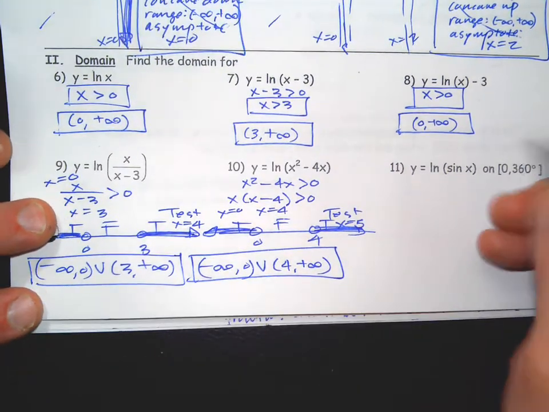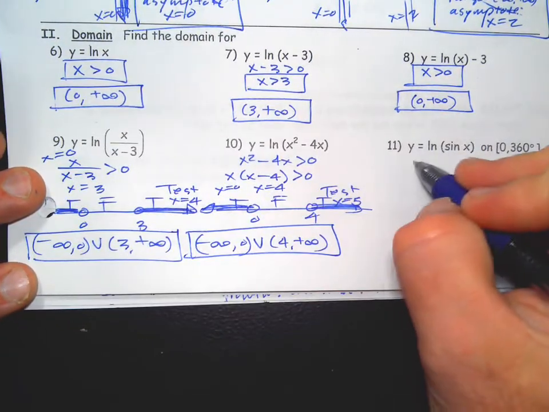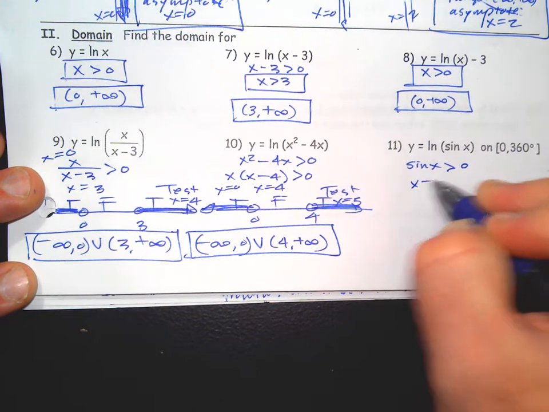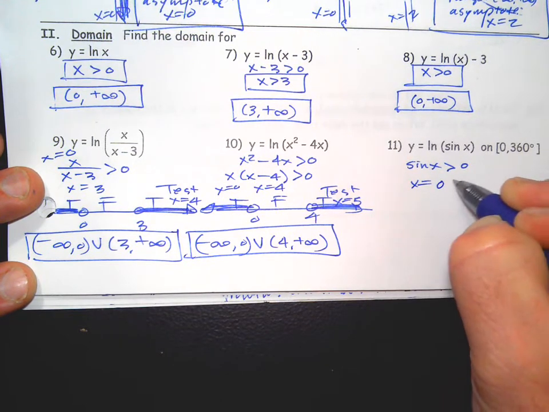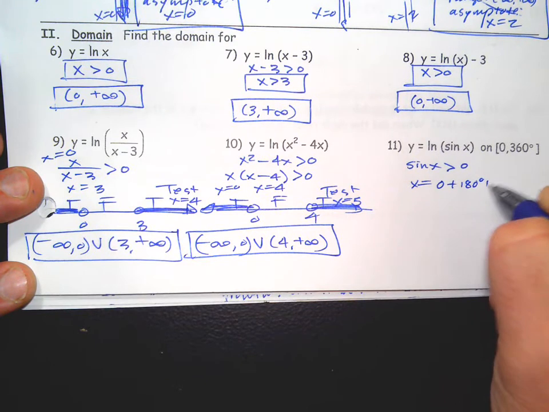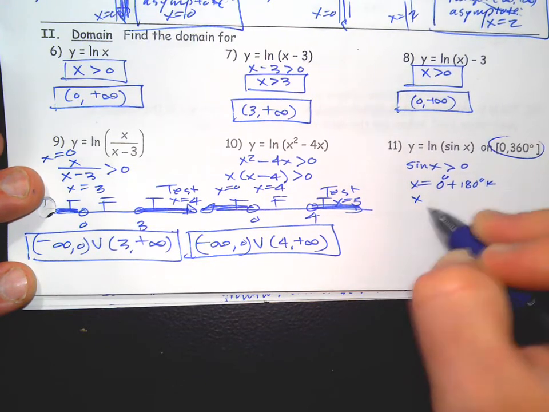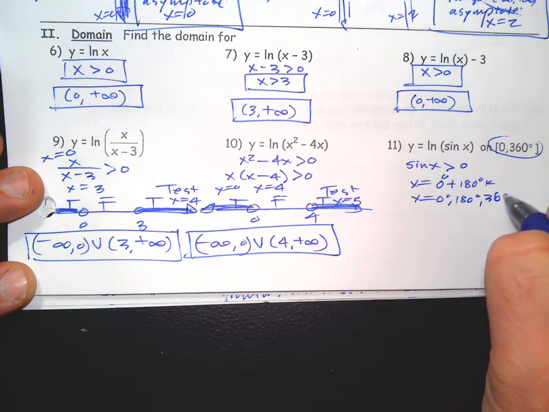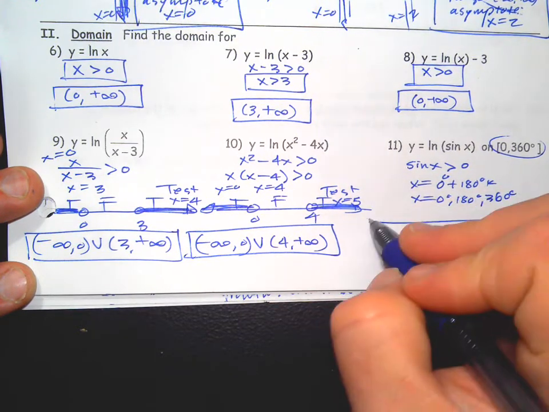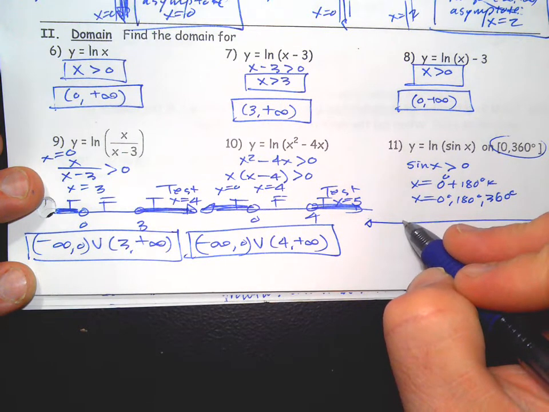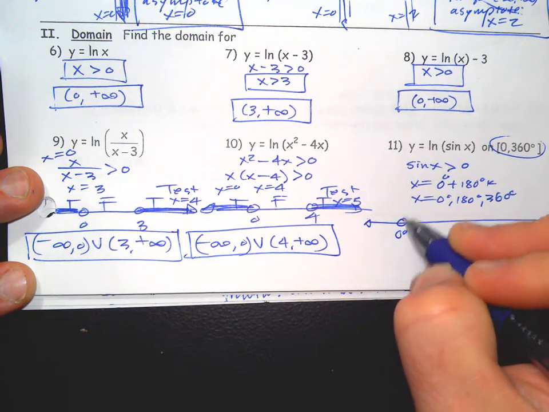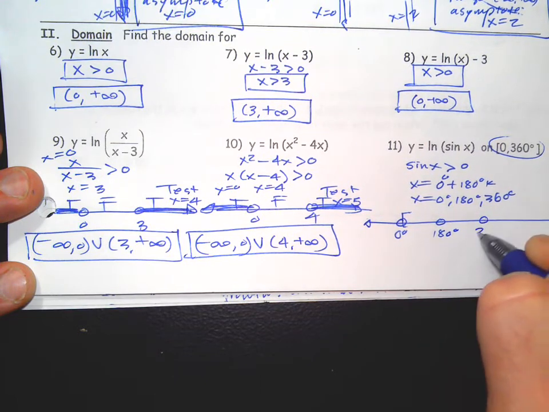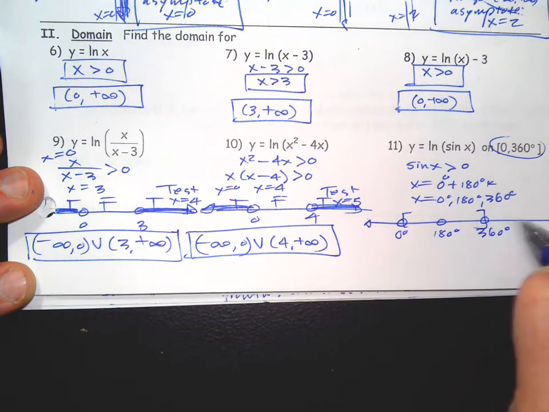Hey, why don't we throw some trig in there? Inside has to be greater than 0. So when sine equals 0, 0 plus 180k. We want all the values from 0 to 360: 0, 180, 360. We can do line check. These are open dots, and we're only interested in 0 to 360. So I put these little brackets here because there are more dots.